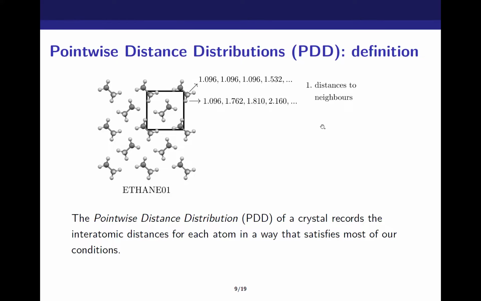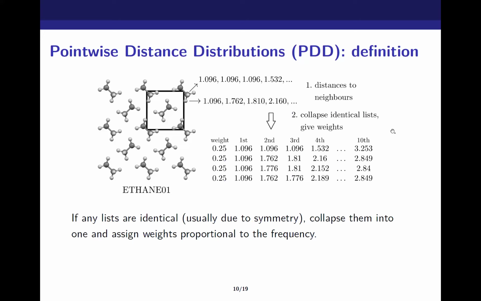So we get these lists. The next thing is to collect them into this matrix. Now, really, we could have just an unordered list of these distances, but more importantly, we need to put a weight on each of these rows. So now, we have 4 rows.